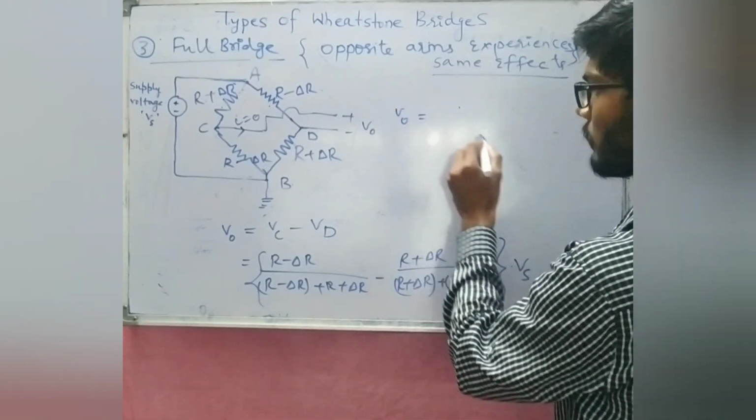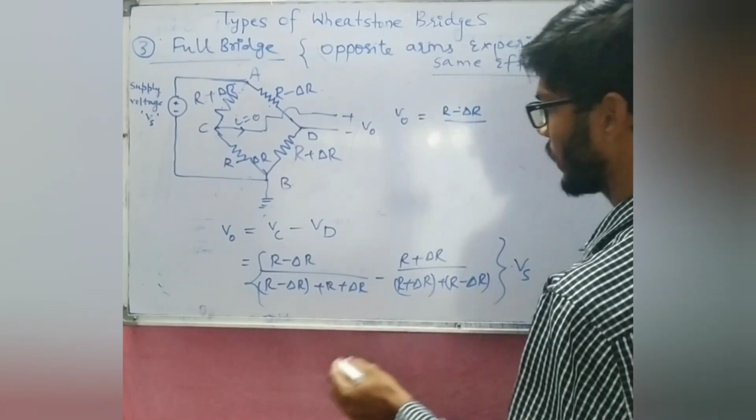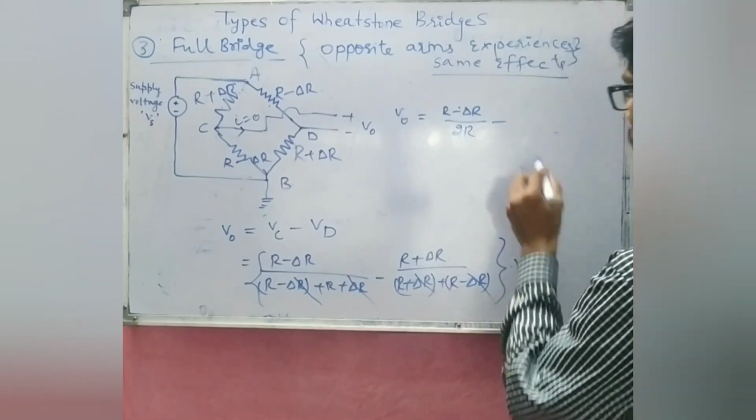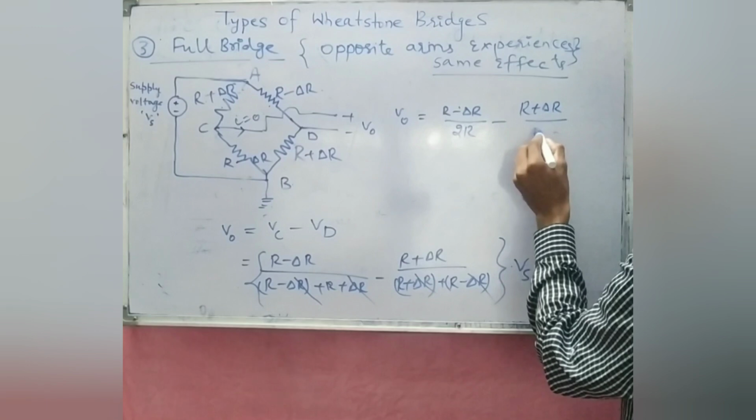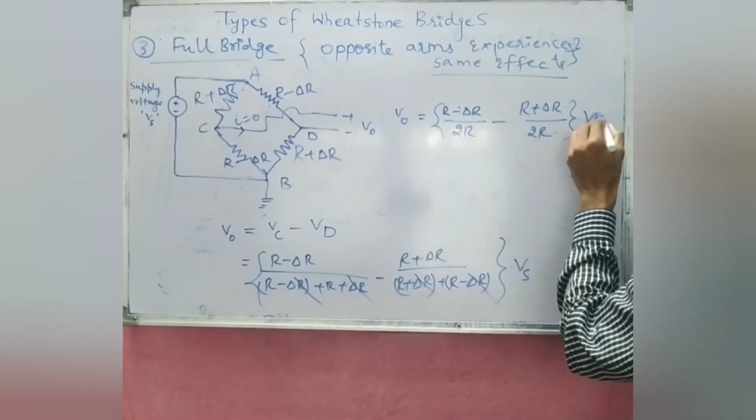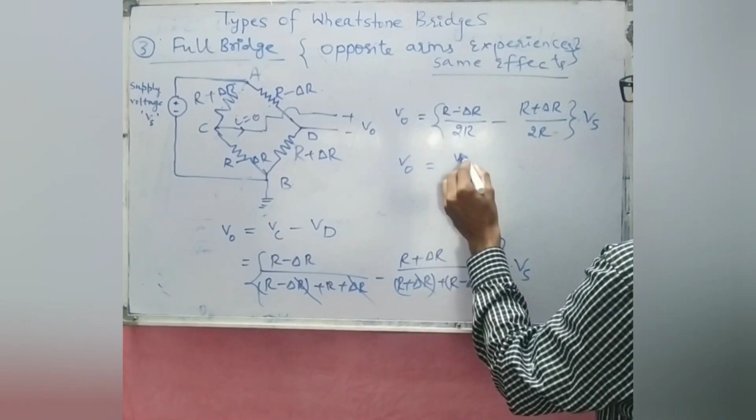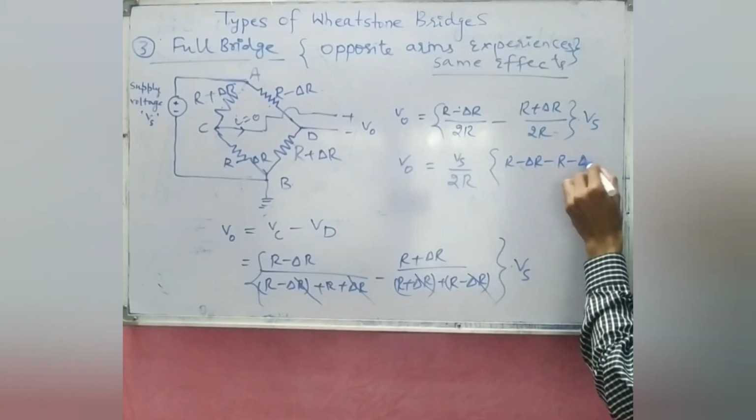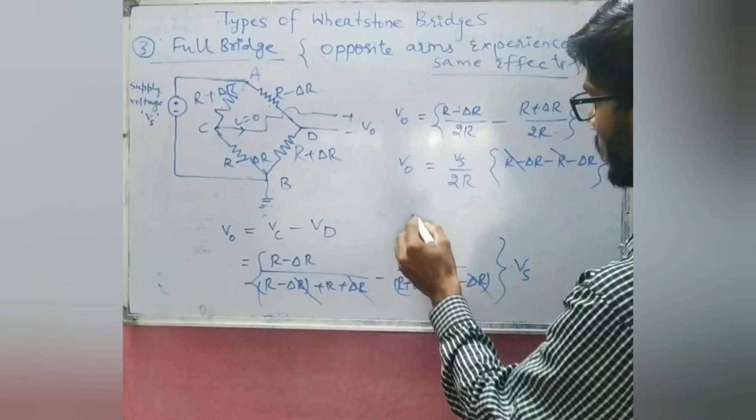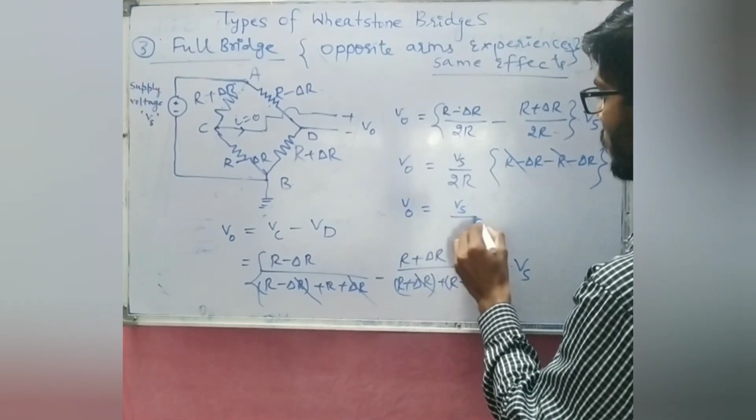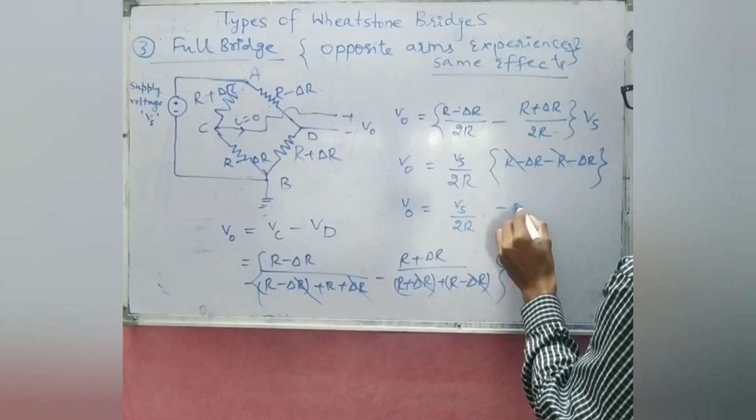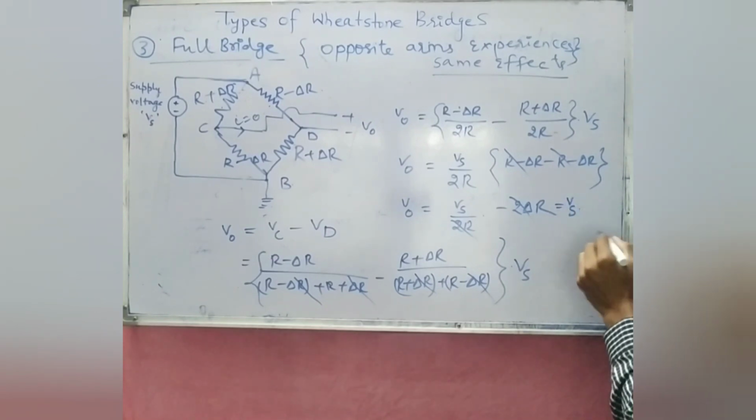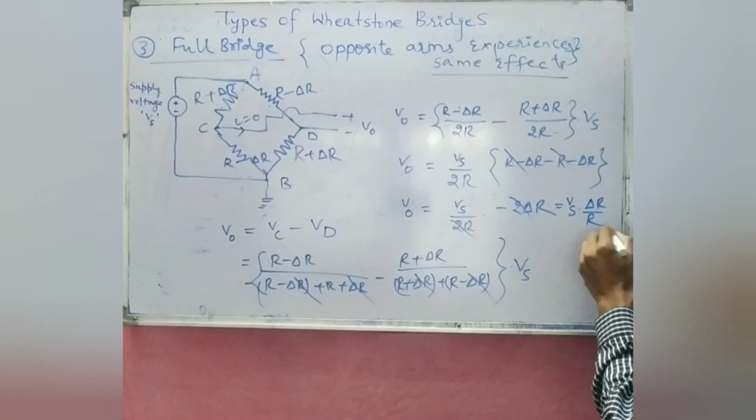So now by simplifying it, V0 is equal to (R minus delta R) divided by (minus delta R plus delta R), and this is going to give us 2R minus delta R plus delta R. This is again going to give us 2R, and the whole thing is multiplied by Vs. Now we can simply take Vs and 2R out, and this is R minus delta R minus R minus delta R. So R minus R is going to get cancelled, and V0 is going to be Vs by 2R into minus of 2 delta R. So 2 and 2 get cancelled, and the output expression is going to come as Vs into delta R by R, and the minus sign will come.